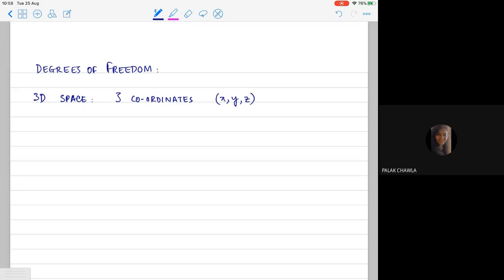Or if you are in a different coordinate system, you can think of r, theta, phi, or rho, phi, z, etc. So irrespective of which coordinate system you are using, you will require 3 position coordinates to uniquely describe the position of this particle. And if there are n such particles in the system, per particle it will be 3, so you will have 3n position coordinates.